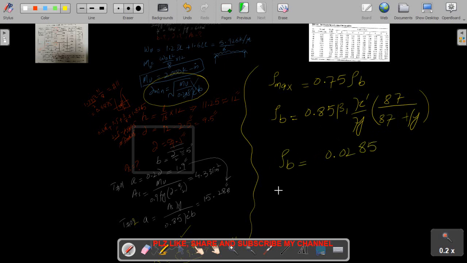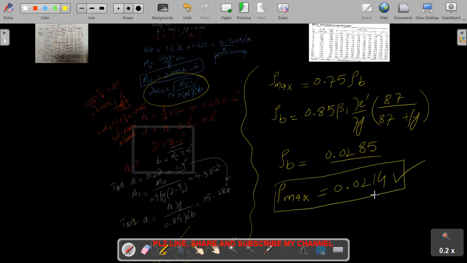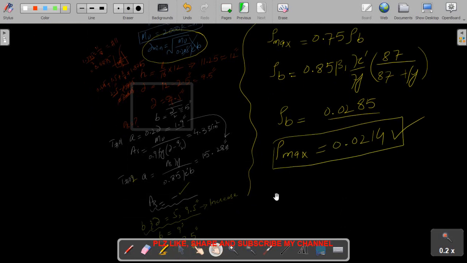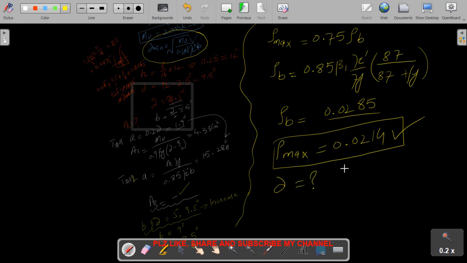This is my balanced steel ratio, and from this I will multiply this value with 0.75, and I got the rho max value, which is 0.0214. Let's say I'm using this rho max value, and I will find out the value of area of steel. So by using this value, I will find the D value by supposing my B value. I will suppose this B value and I will find the exact value for D.